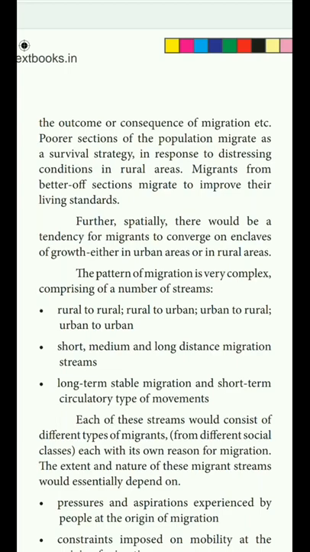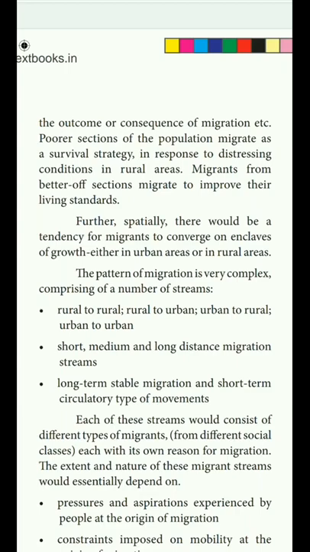There are two sections, the poorer section and the better off section. The poorer section of the population migrates as a survival strategy. The better off section migrates to improve their living standard. They want to improve their standard of living. At the same time, the poorer section migrates in order to live, to respond to conditions in the rural area.